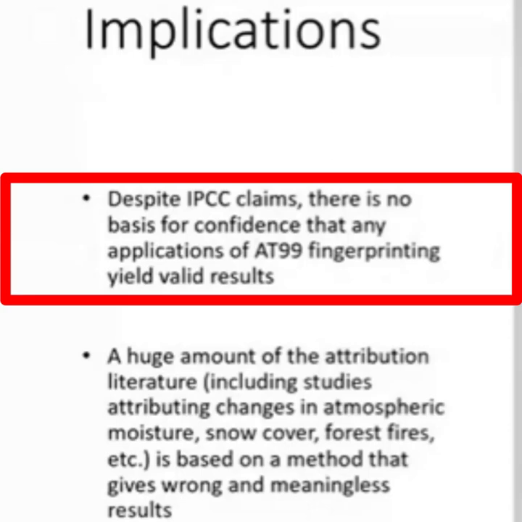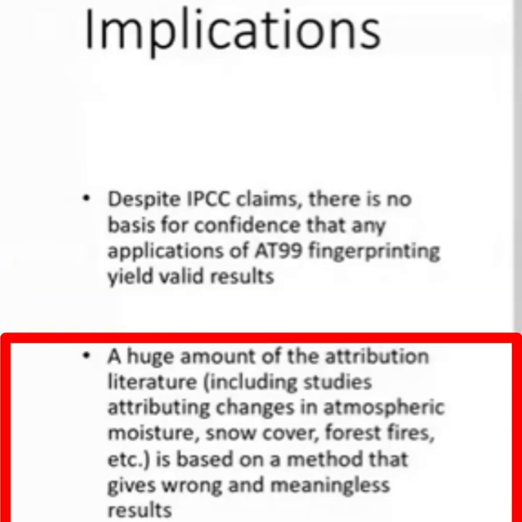Despite these claims of the IPCC that I referred to, their amplified levels of certainty over the years, there is no basis for confidence that any applications of the Allen and Tett fingerprinting method yields valid results. And a huge amount of the attribution literature, which includes precipitation, atmospheric moisture, snow cover, forest fires, all kinds of things, is based on a method that gives wrong and meaningless results. The fact that the method fails the Gauss-Markov theorem conditions and the fact that tests have not been applied for these failures, this matters. These results that are out there, we just can't have the confidence in them that people have thought.